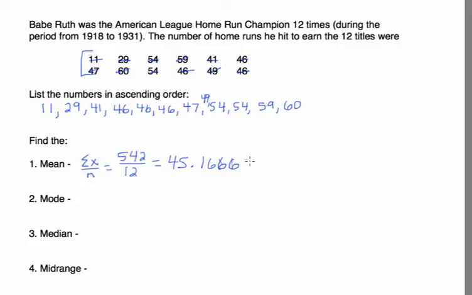Now I want to round that. Since my data values are whole numbers, I'm going to round to one decimal place. So 45.2. I round up because 6 is higher than 5.